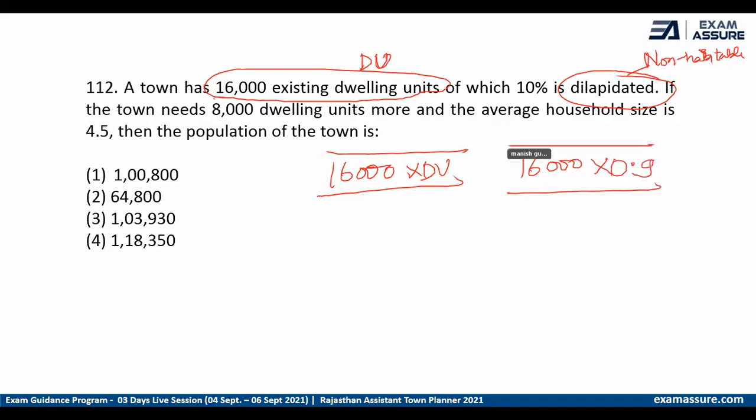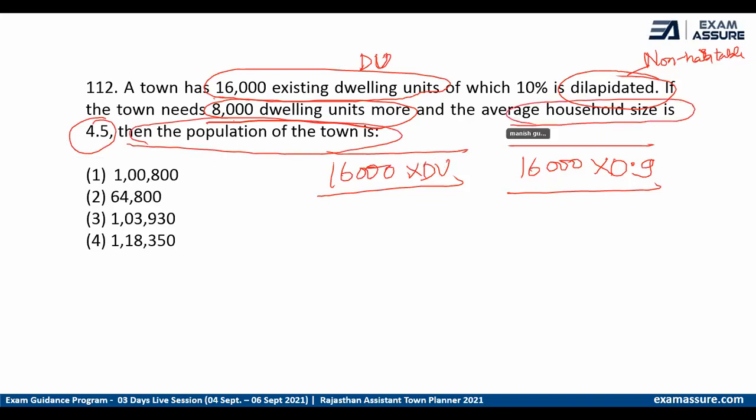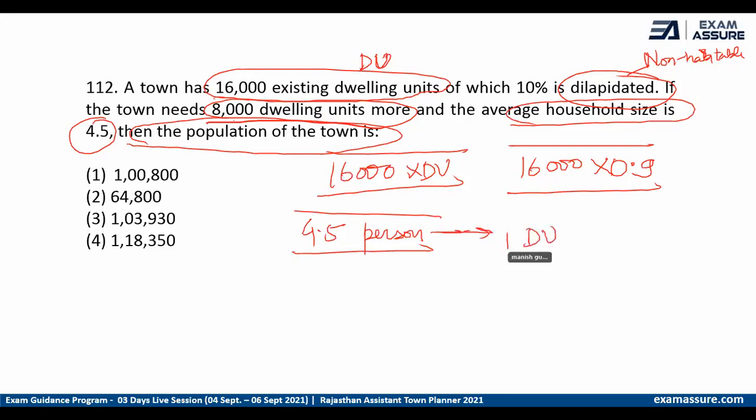And if the town needs 8,000 dwelling units more, it means there is a requirement. How does it come to 8,000 units more? It means there is more population. The average household size is 4.5. The household size determines the number of people living in a particular dwelling unit. It means on average 4.5 persons are living in one dwelling unit.